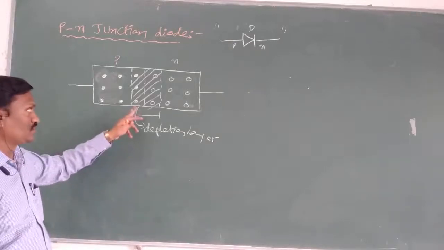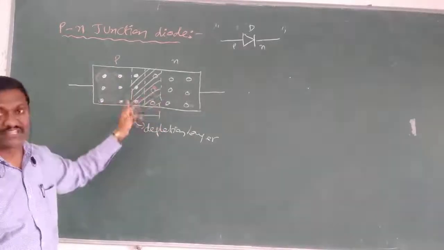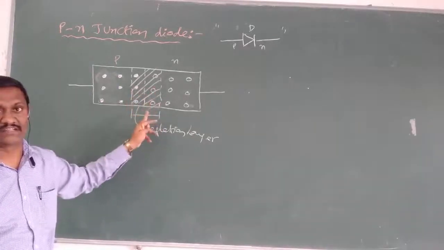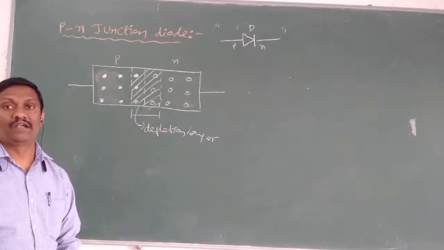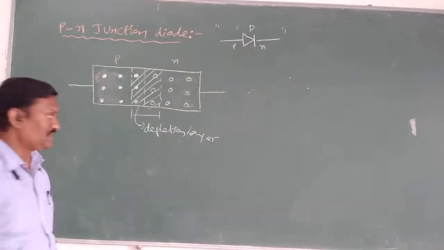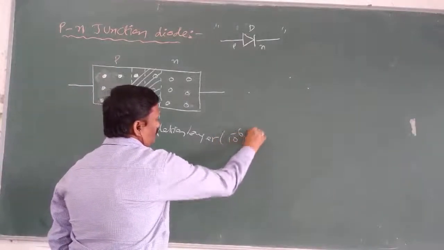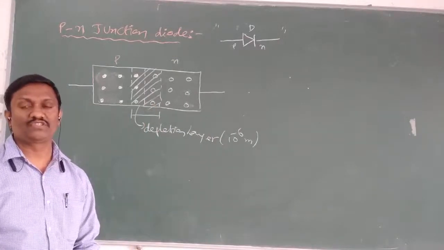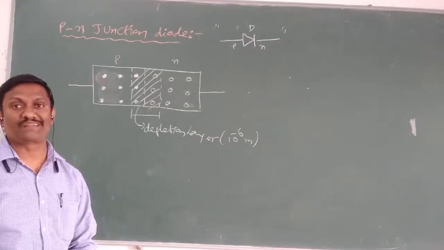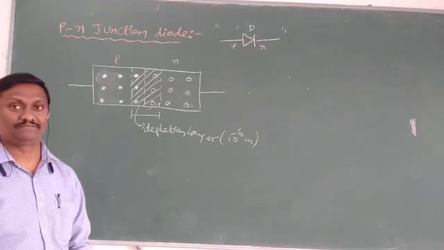It is formed due to neutralizing of minority carriers in both regions. Here electrons, here holes are, and it forms one chargeless area that is called a depletion layer. The thickness of the depletion layer is in the order of micrometers. Micrometers we know, micro means 10 power minus 6. So that is about formation of a depletion layer across the junction. Now what is the function of the depletion layer?